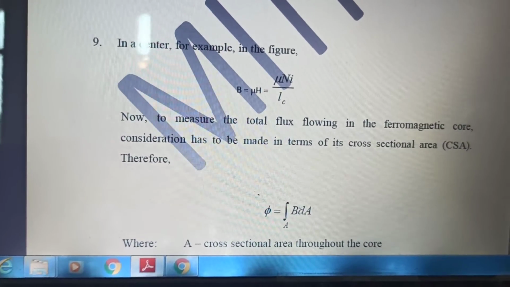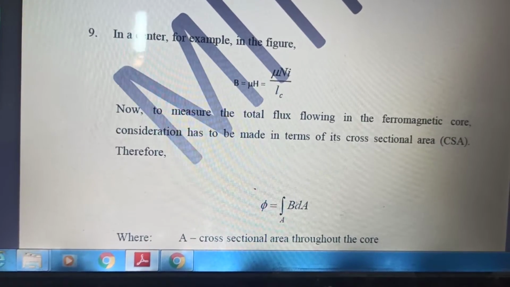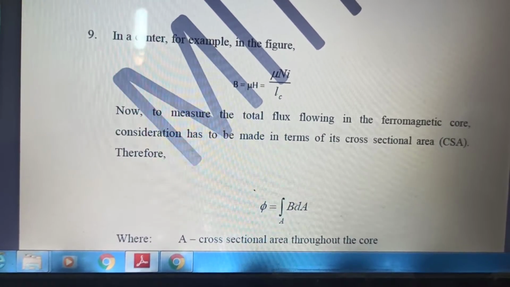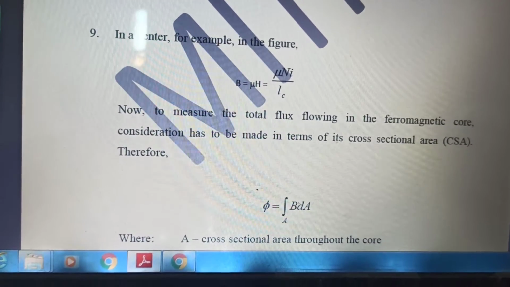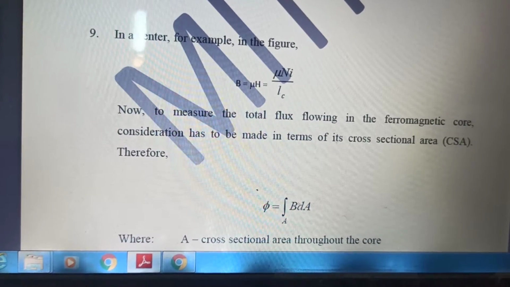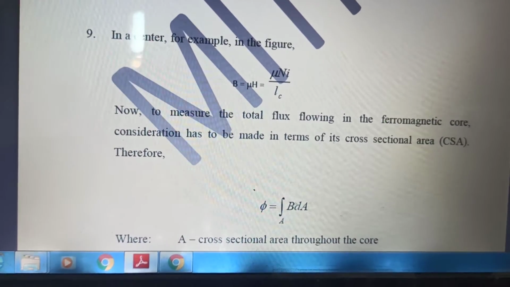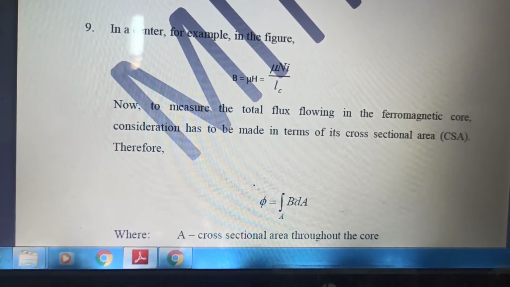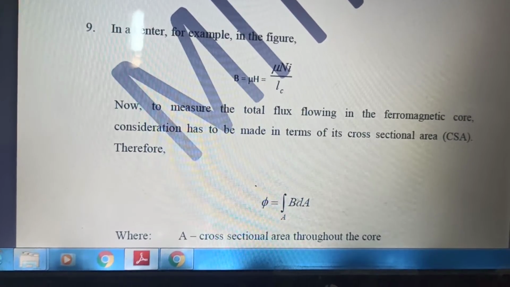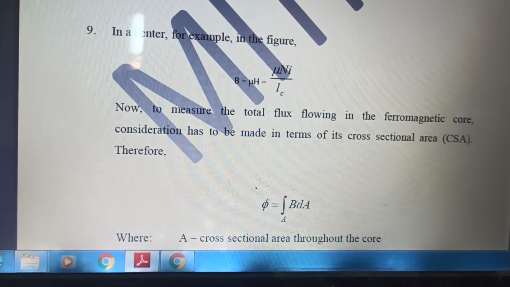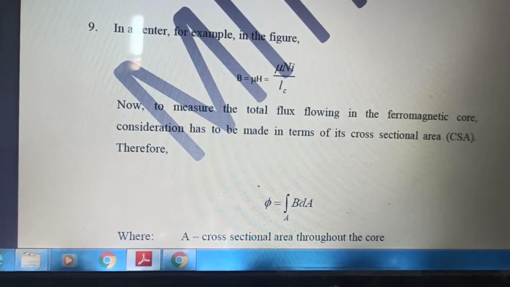B is mu times Ni, because H will be given by Ni, and then mu times Ni by Lc, where Lc here is the length of the core. Is it clear? So you can see that H is nothing but Ni by Lc, and we have to be very particular about it.